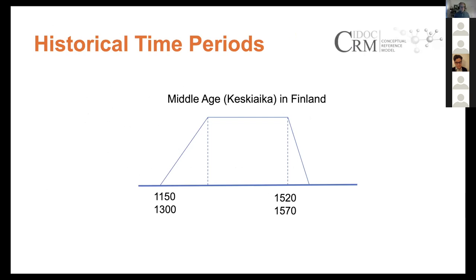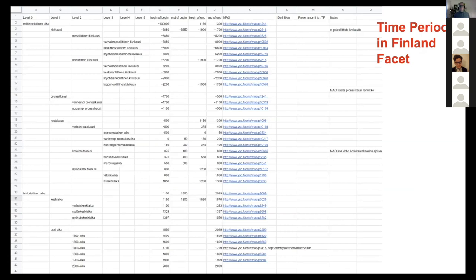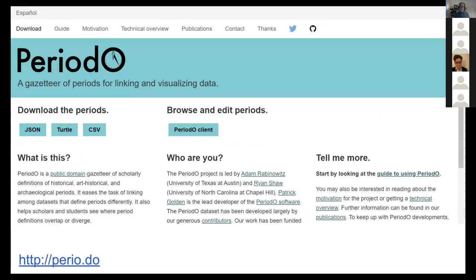So we'll talk a bit about historical time periods, which are important concepts in archaeology. The time periods are not exact. They are based on different interpretations, which brings this fuzziness into the concept. So for example, the Middle Ages in Finland can start at different times based on different interpretations. And for this project, there was work in doing this ontology infrastructure, and part of this was the time periods in Finland, which also support this kind of fuzziness. And PeriodO is used as a linked open data standard for defining the time periods in an interoperable way.